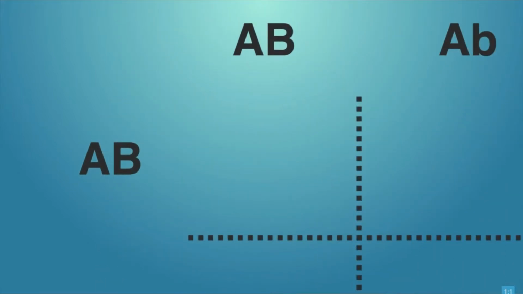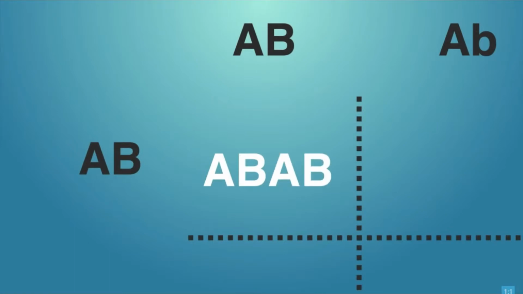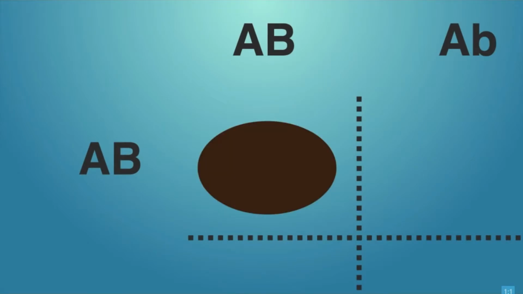Take a look at the upper left. Let's say dad contributes capital A, capital B genes, and mom contributes capital A, capital B genes as well. Together they will produce a child with capital A, capital B, and capital B. This is a kid with a lot of melanin, and thus he will have very dark skin. Easy to see. Here's the bigger point though.